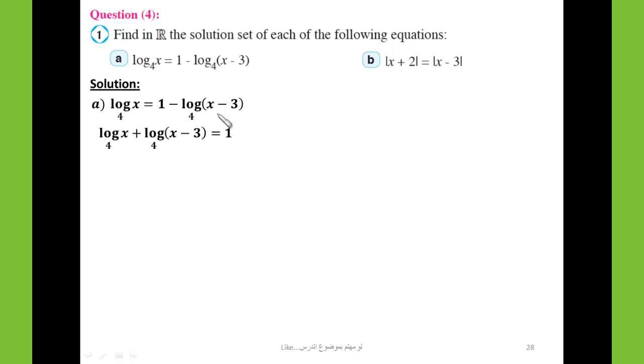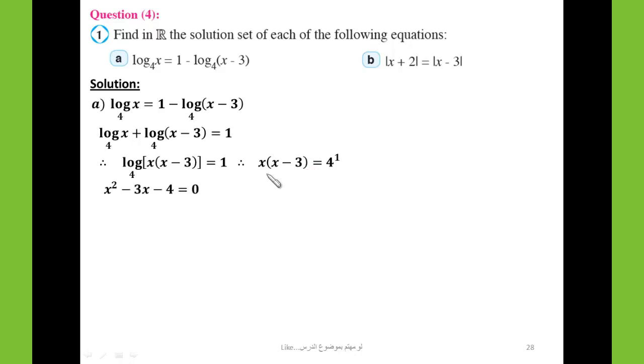Put it from the right hand side in the left hand side. Its sign is negative. In the left hand side it will be positive. And we change the addition to multiplication. So we have logarithm of x multiplied by x minus 3 to the base 4 equals 1. And we write it in the exponential form to be 4 power 1 equals x multiplied by x minus 3. X multiplied by x minus 3 equals 4 power 1. And we solve this equation to find x.